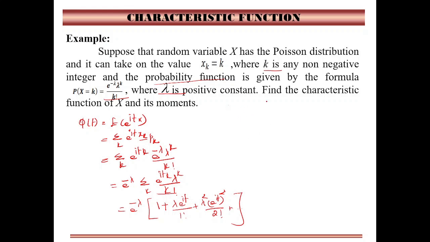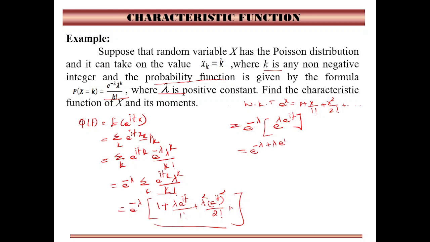We know that e power x is equal to 1 plus x by 1 factorial plus x squared by 2 factorial plus etc. This is of the form e power x. Therefore, this will be written as e power minus lambda into e power lambda into e power it. Then e power minus lambda plus lambda into e power it, adding the powers. Then lambda can be taken outside, then we get e power lambda into e power it minus 1. So this is the characteristic function of the random variable which has the Poisson distribution.